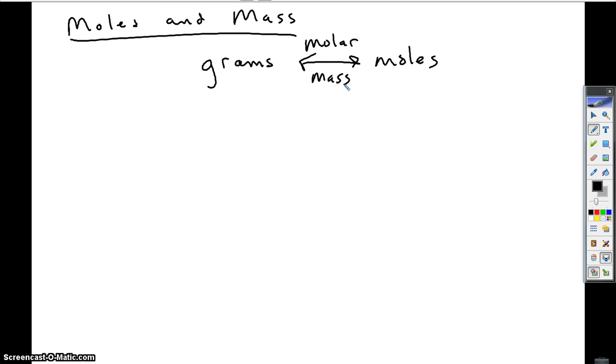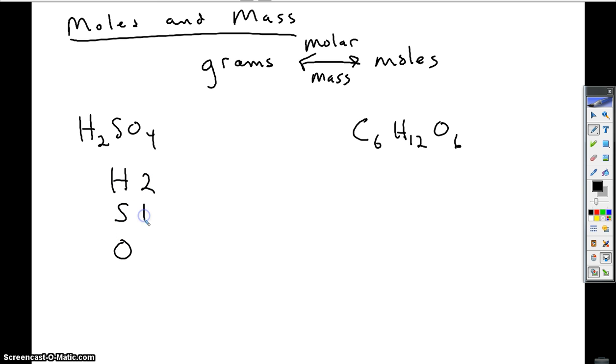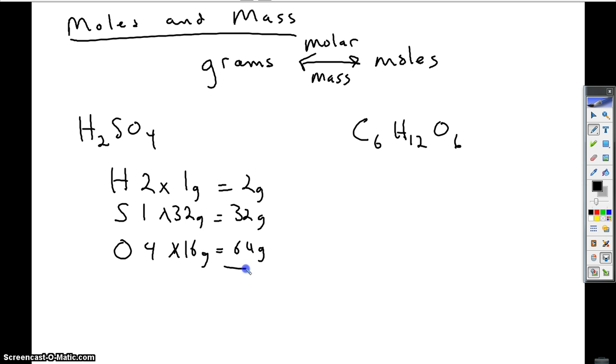So quick review, I'm going to do two that we looked at last time. So I'm going to use sulfuric acid and glucose. So we calculated the molar mass of these, and I'll go through real quickly again. So again, hydrogen, sulfur, oxygen, 2 hydrogen, 1 sulfur, 4 oxygen. So times 1 times 32 times 16, and we get 2 grams, 32 grams, and 64 grams. So the molar mass of sulfuric acid is 98.